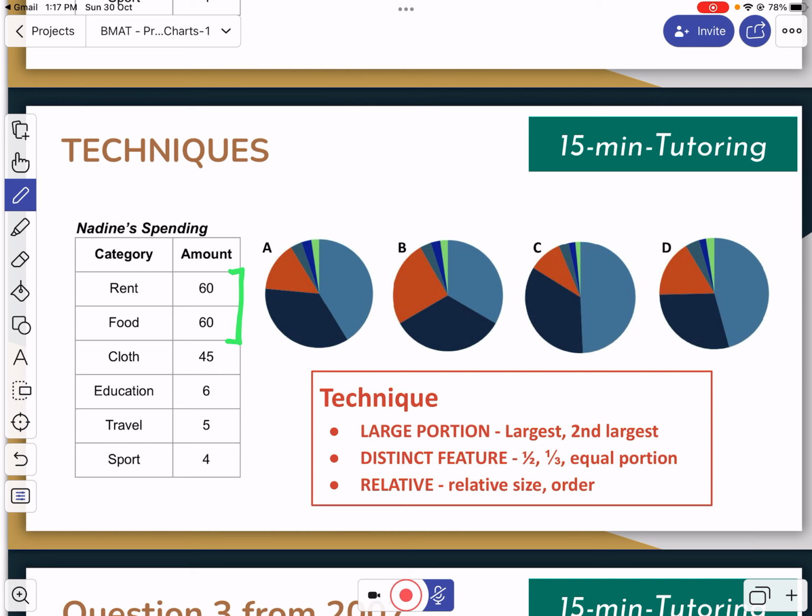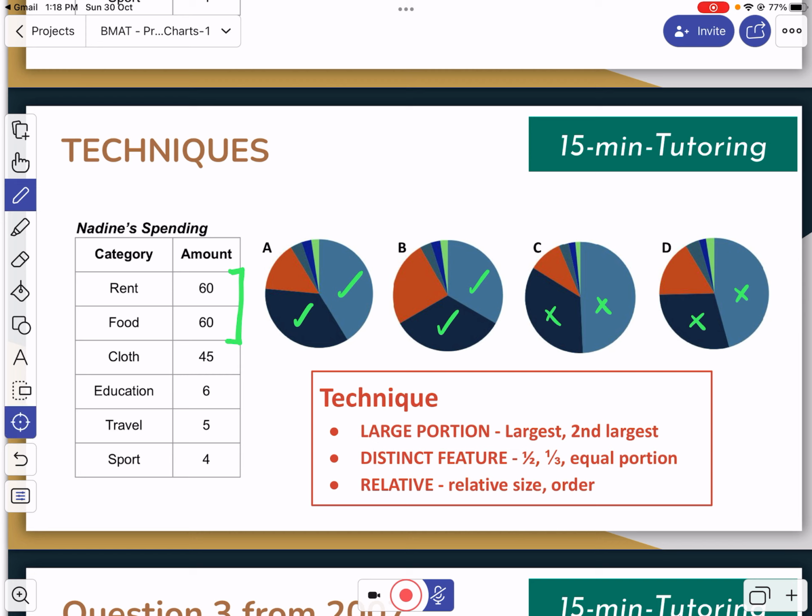For example, A, these are the two largest. They are approximately the same, so we keep it. B, well, it's hard to see, but I would say these two are the largest. Same size, keep it. For C, this is the largest, and this is the second largest. Not the same size, we eliminate it. D as well. So, looking at large portions, in this case the largest and the second largest, which are the same, we can rule out C and D.